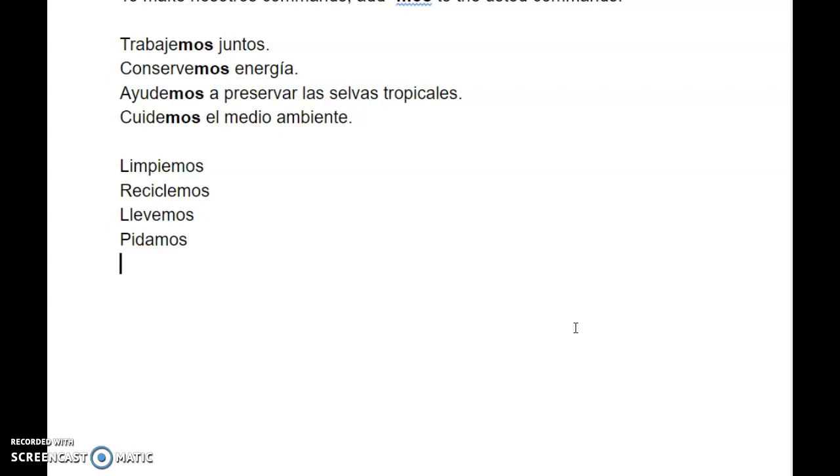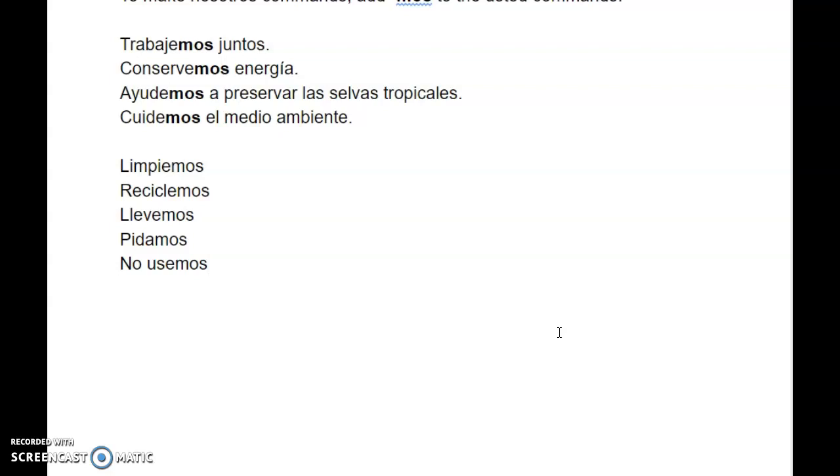All right, número 5, it is a negative command, but it doesn't really change a whole lot, but you would put no in front of it. Okay, so you have usar, no usar carros por una semana, so don't use cars for a week. So you're going to take the usar, and it's going to be US. You're going to change the A to an E, and then you're going to add MOS. No usemos carros por una semana. So let's not use cars for a week. Okay.